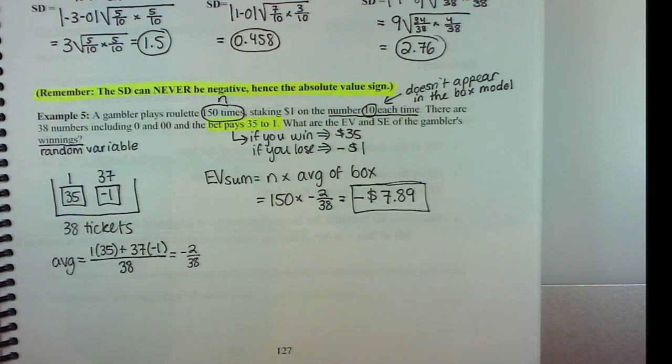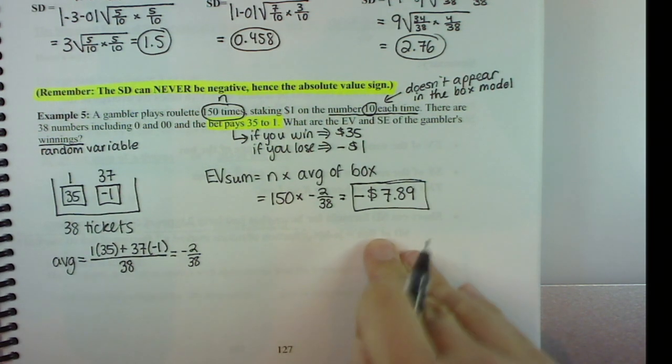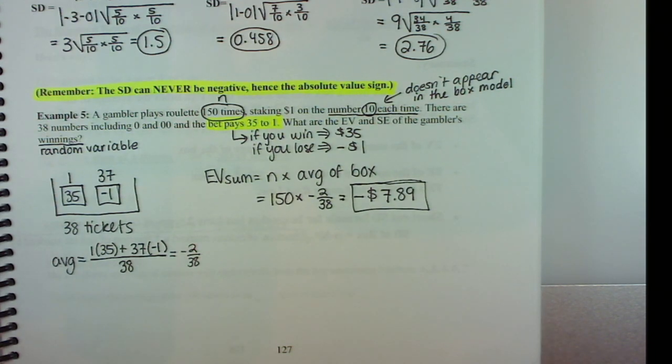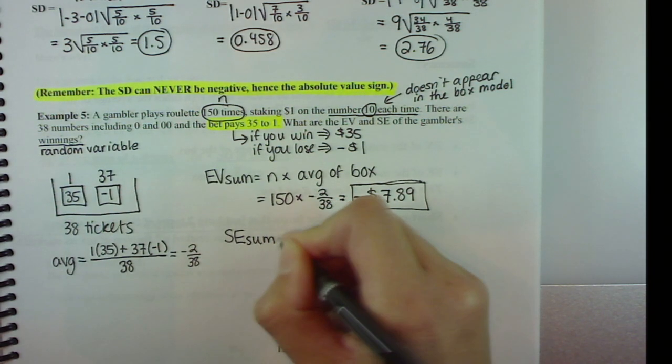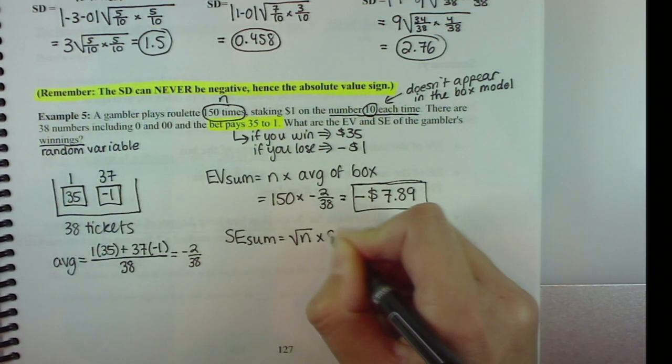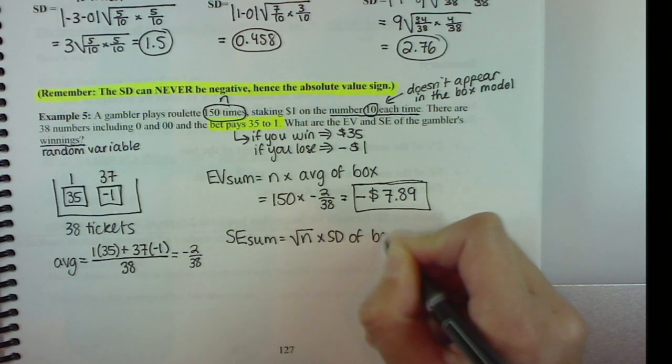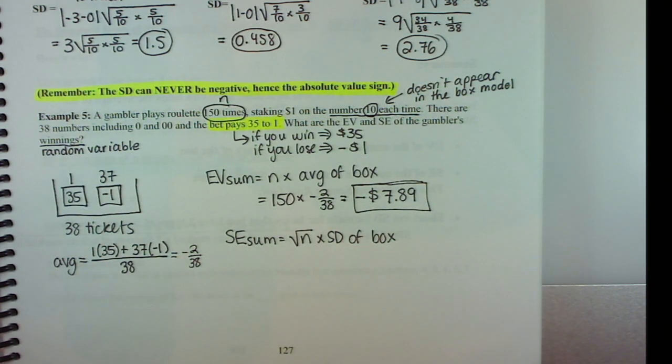But that is incredibly exact, right? It's down to the cent. If we all played roulette in this room 150 times, we could create a distribution of our winnings. Most of us would lose, some of us would win, maybe some of us would win a lot. But in order to capture that variability, that's where the standard error comes in. Standard error for the sum is square root of n times the SD of the box. And this tells us, okay, sure, we're expected to lose $7.89, but give or take what?